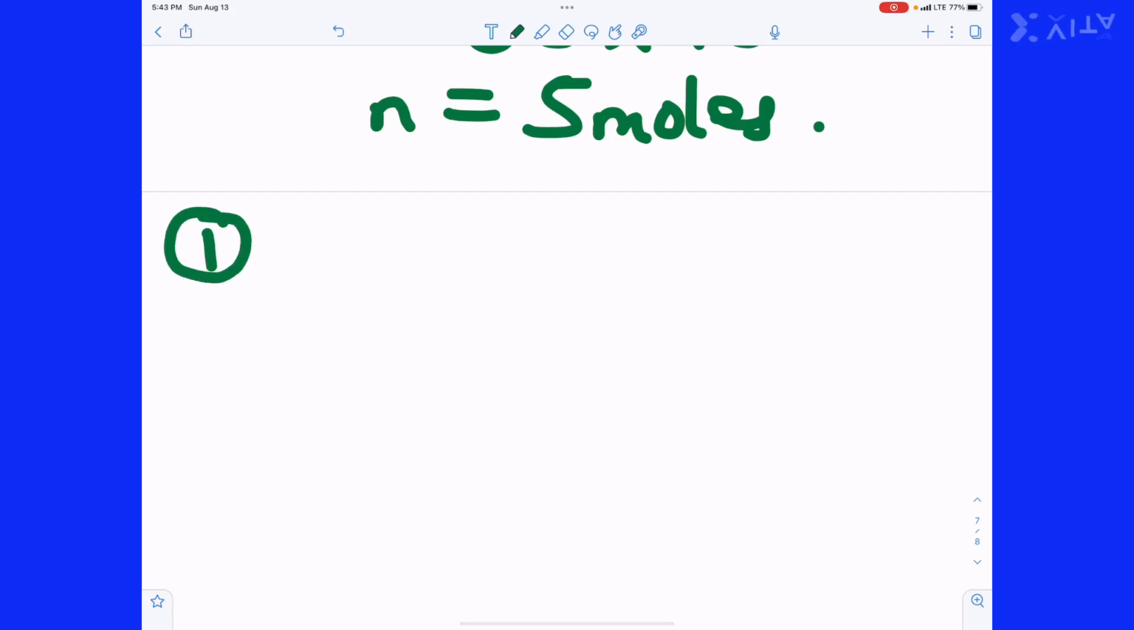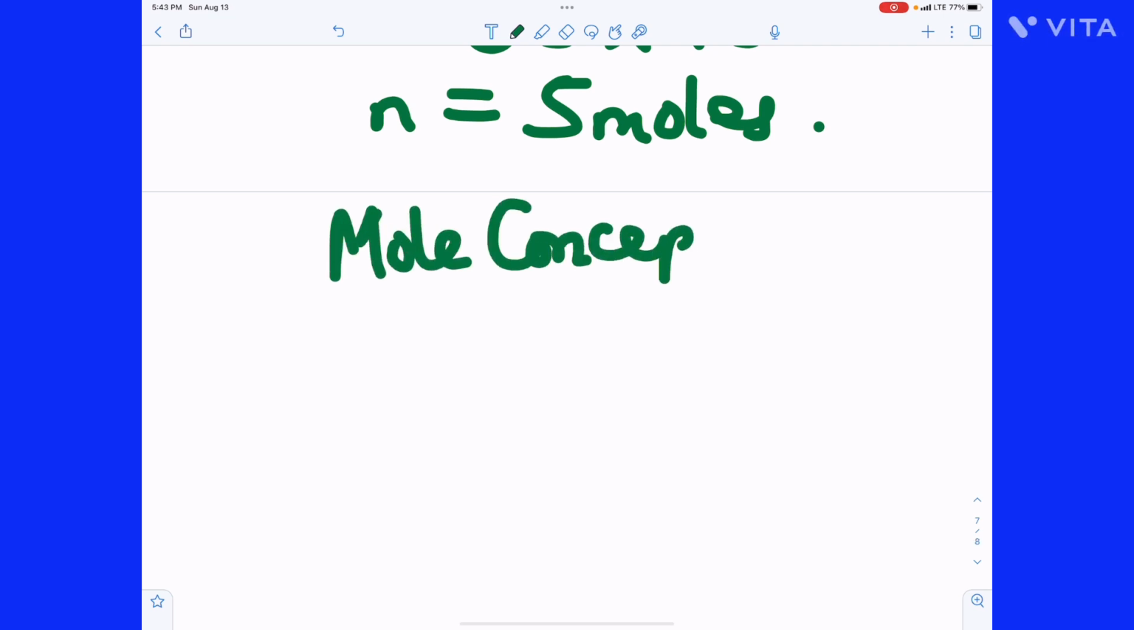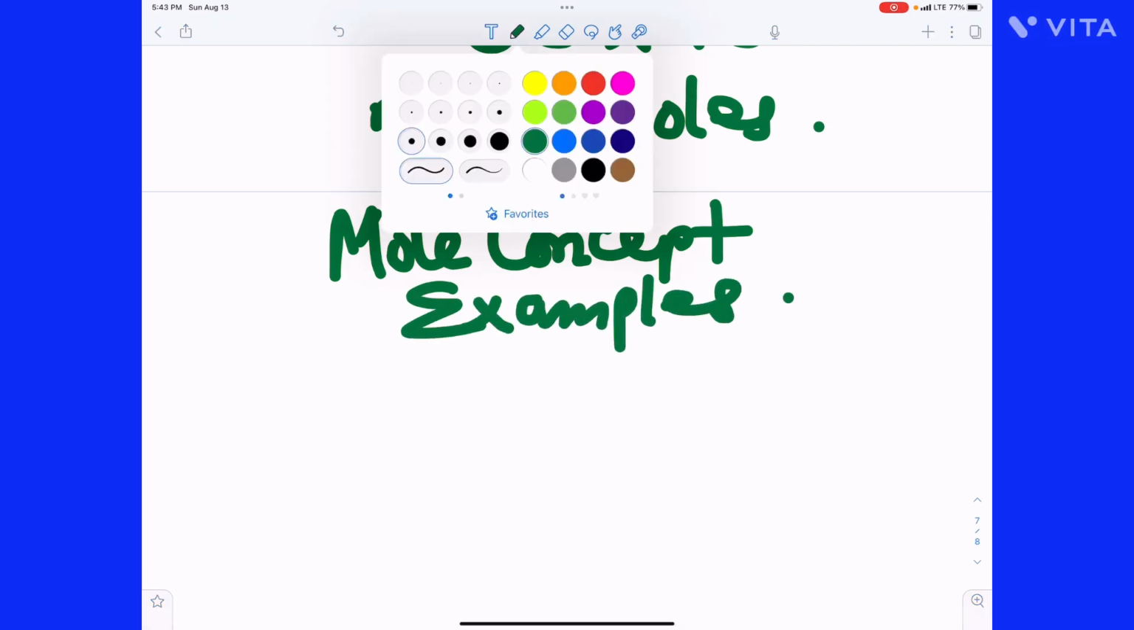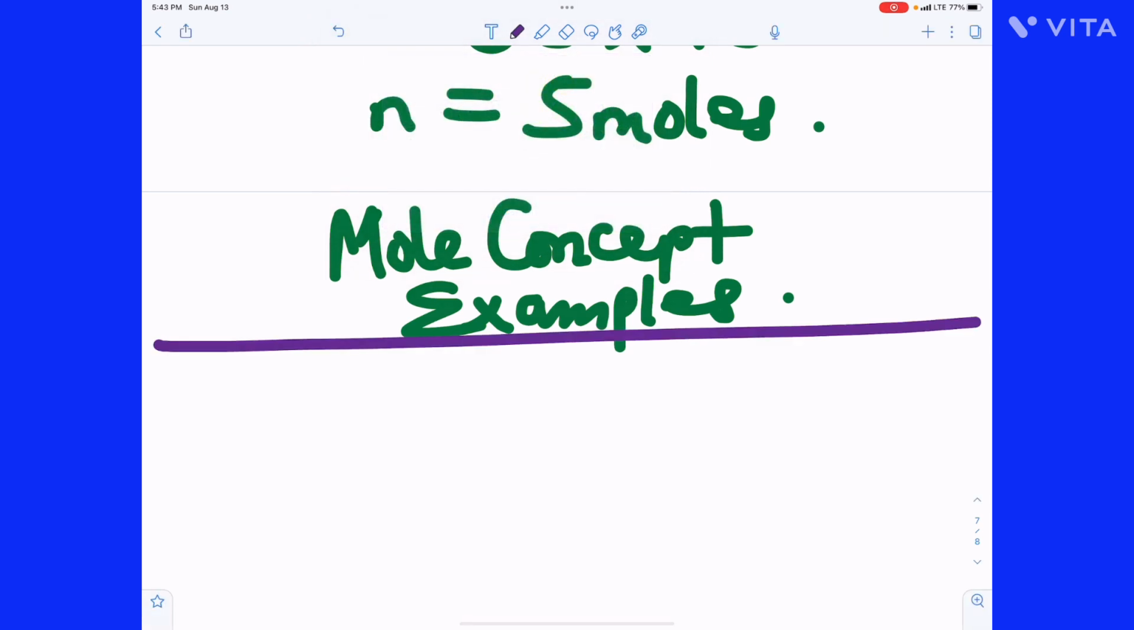Now, let me take the first example again. Let's continue with our mole concept. Let's continue with solving problems on mole concept, or let's say mole concept examples. Let me take the first among the last examples again. I just wish to explain.